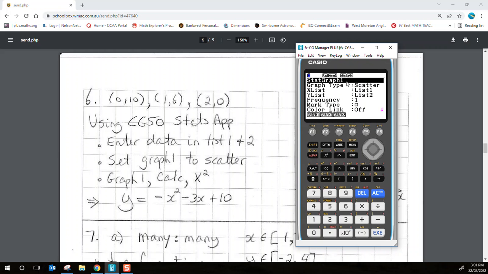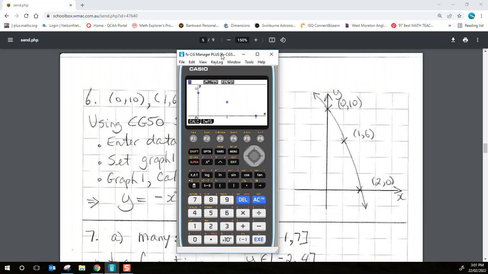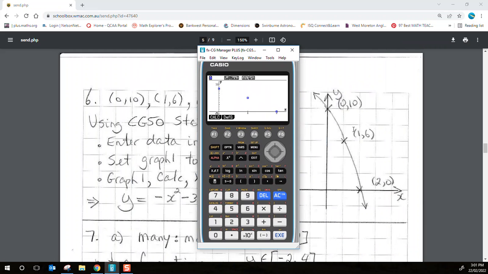Remember, graph 1, scatter chart, list 1 for x, list 2 for y. So hit exit to get out of that menu, and now we'll literally just hit graph 1, and we can see the data points plotted there as if I had just plotted them on my page.